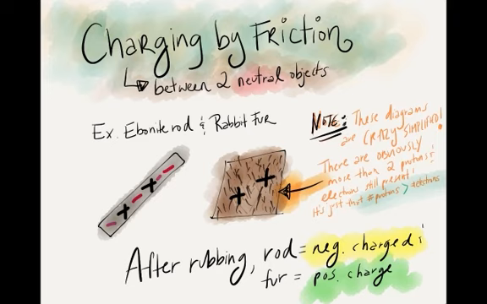The important thing to note is that these diagrams are greatly simplified. There are obviously more than two protons, and there are still electrons present within the rabbit fur. It's just that the number of protons is greater than the number of electrons, making it positively charged.